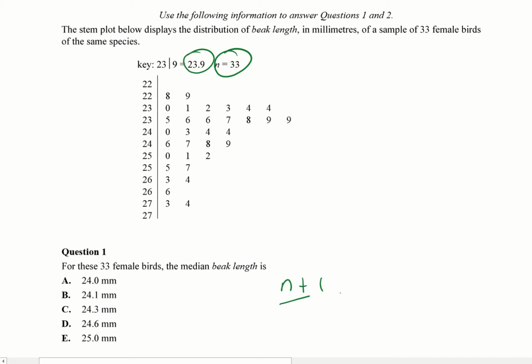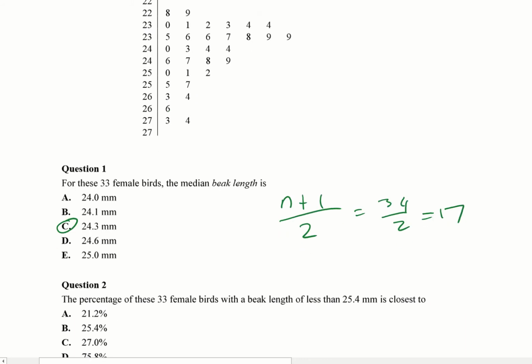So n plus 1 over 2. What this is telling you is the position at which the median is going to be. Our n is 33, so it's 34 divided by 2, and that's 17. So we're after position 17. I'm literally going to count out: 1, 2, 3, 4, 5, 6, 7, 8, 9, 10, 11, 12, 13, 14, 15, 16, and 17. So that's where my median is. In that case, the answer is C. I would personally do it like that because that's probably the easiest way.